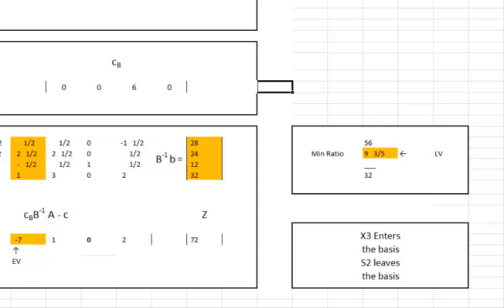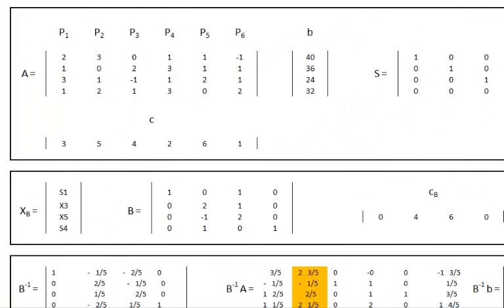So we go to the next set of calculations, and in here we will also basically have the same things that we had before, the same type of calculations, except that this time our XB consists of S1, X3, which replaced S2, X5, and S4, and the column of X3, P3, has been copied down here.